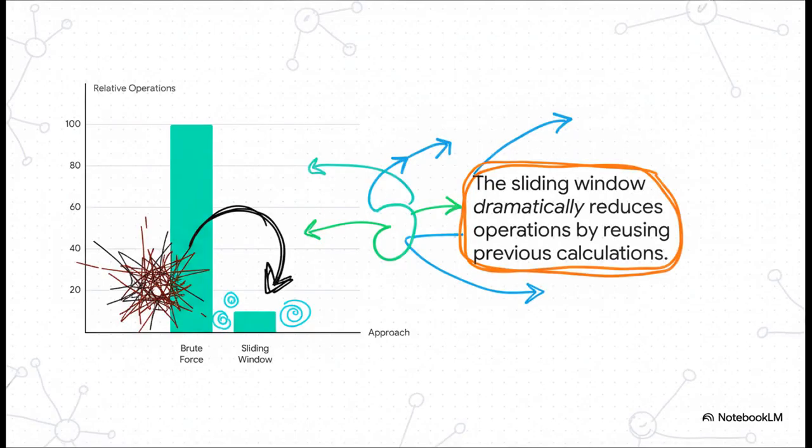And that 2n leads to this beautiful result right here. A brute force solution where you just check every single possible subarray would be O of n squared, which gets painfully slow on big inputs. The sliding window, with its linear 2n operations, is simply O of n. And let me tell you, that jump from n squared to n is a massive, massive gain in efficiency. It's why this technique is so important.